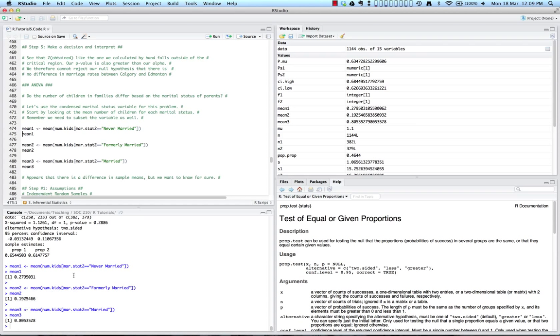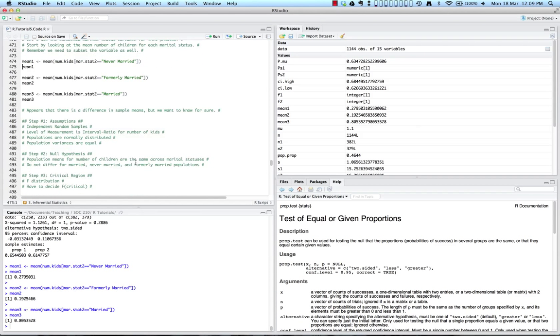So we see that for never married people, the mean number of children was 0.2795. For formerly married people, the mean number was 0.1925. And then for married people, the mean number was 0.8054. So in this situation, it does look like we have a difference in sample means, but we want to know for sure, which means that we need to do a hypothesis test and go through our 5 steps.